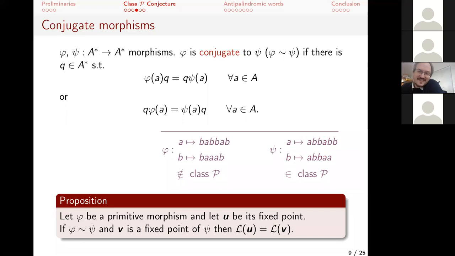So there exist examples. The idea is, at least the idea is the right one. You can have a morphism which is not in class B, and find its conjugate which is in class B.